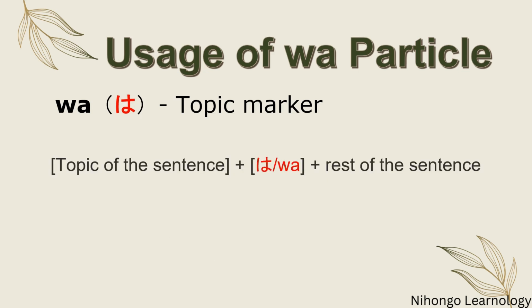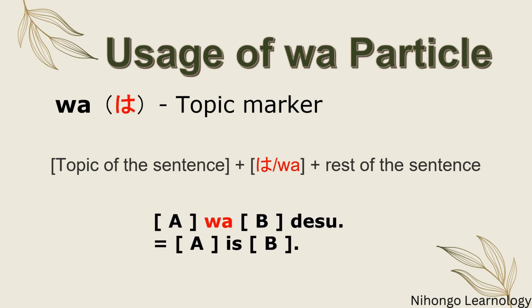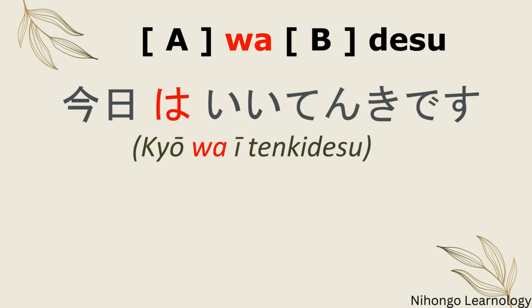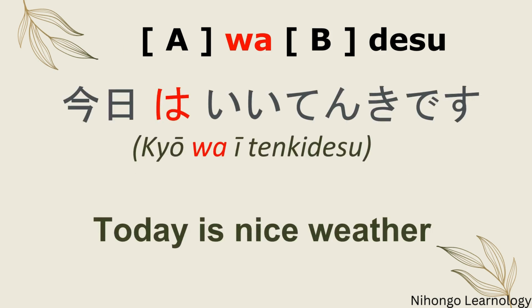Here is the pattern. Topic of the sentence, followed by は. Then comes the rest of the sentence. A は B です. A is B. 私はトムです。 I'm Tom. 今日はいい天気です。 Today is nice weather.